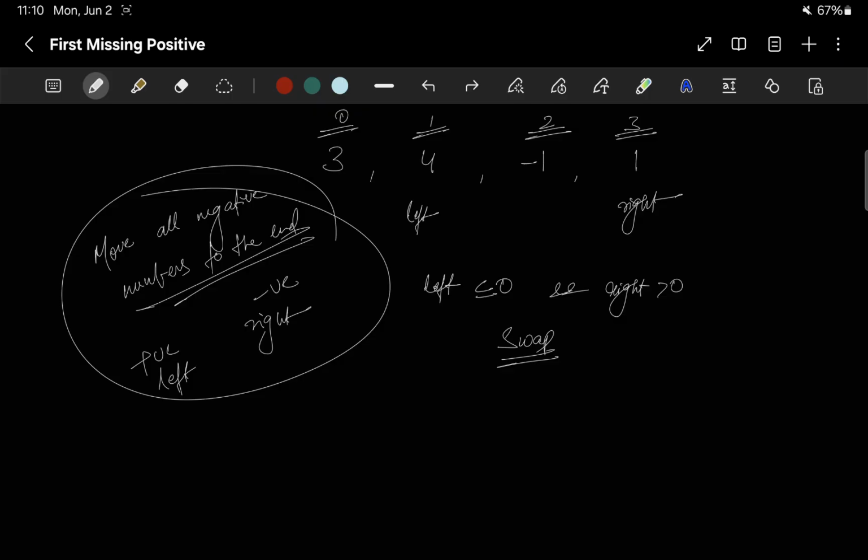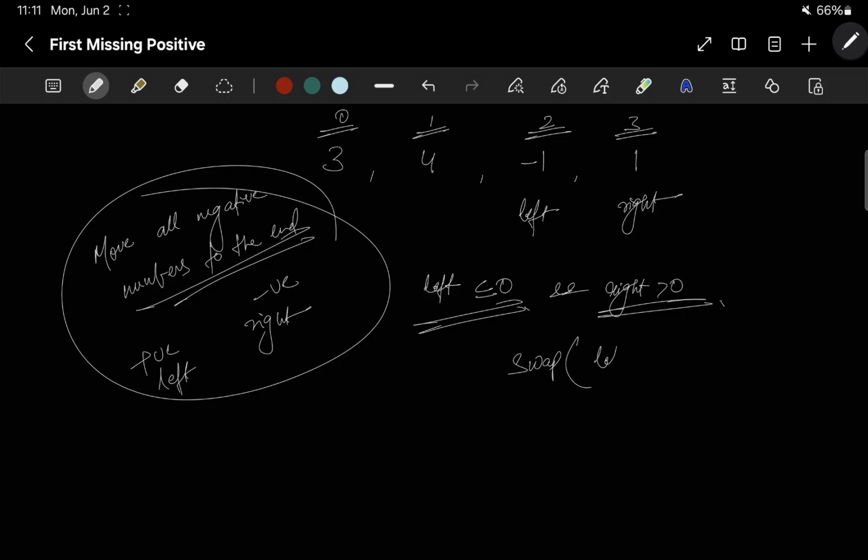Now we again check: is left less than or equal to 0 and right greater than 0? No, this is still nothing, so again we move left forward. Now you see this condition holds true. Left is less than or equal to 0 and right is greater than 0. So what we do now is we swap the elements at left and right.